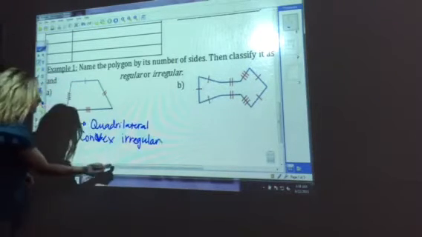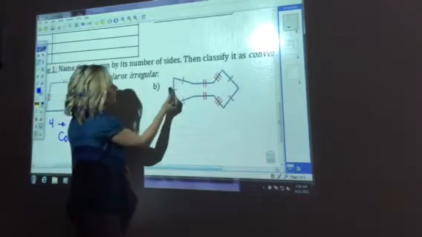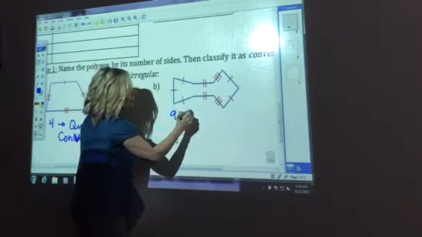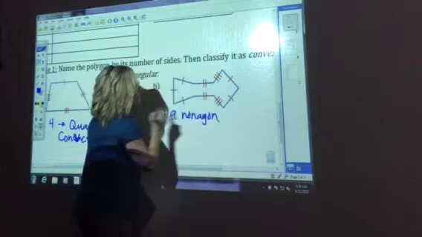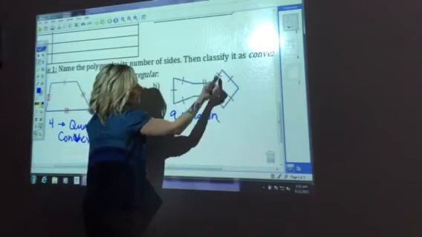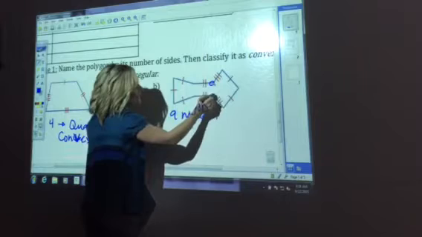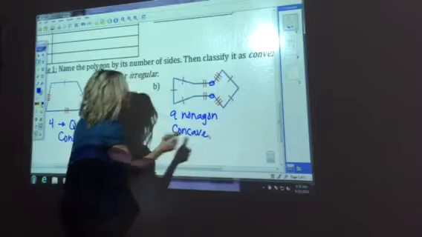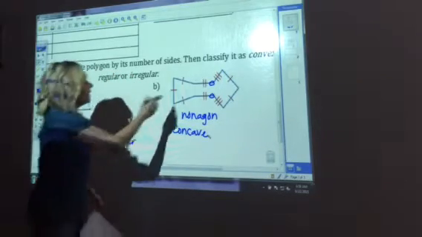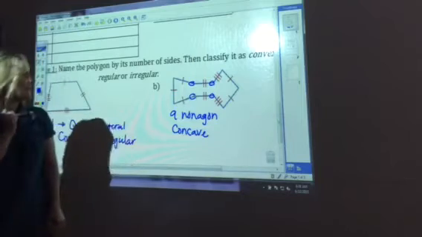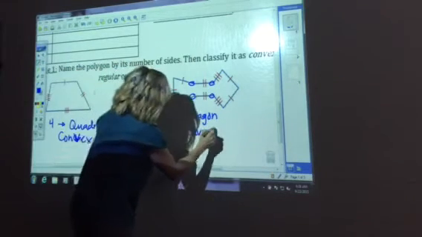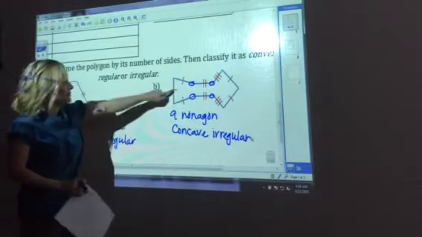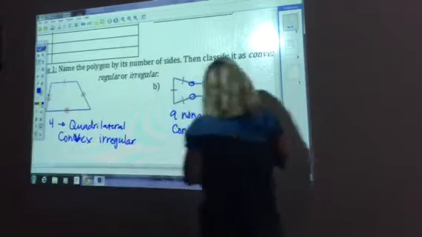Okay, over here in this figure to the right, you've got 1, 2, 3, 4, 5, 6, 7, 8, 9 sides, so it would be a nonagon, okay? Here you've got two of them that are going in, so this would be a concave polygon. You only need one, so you've got more than one here, okay? And again, this would be an irregular figure. A regular one would have this mark, and all of them would have the same number of lines.